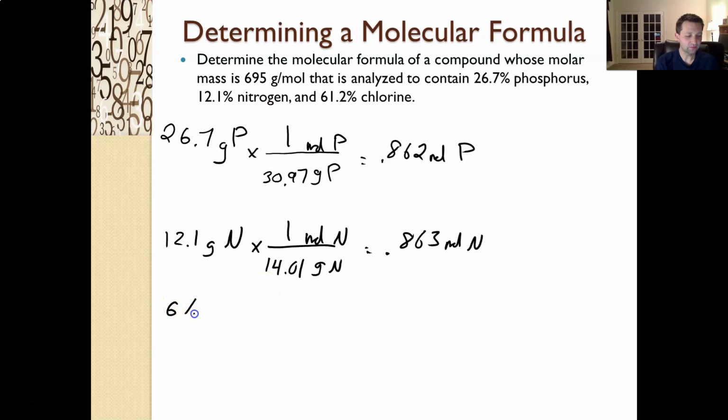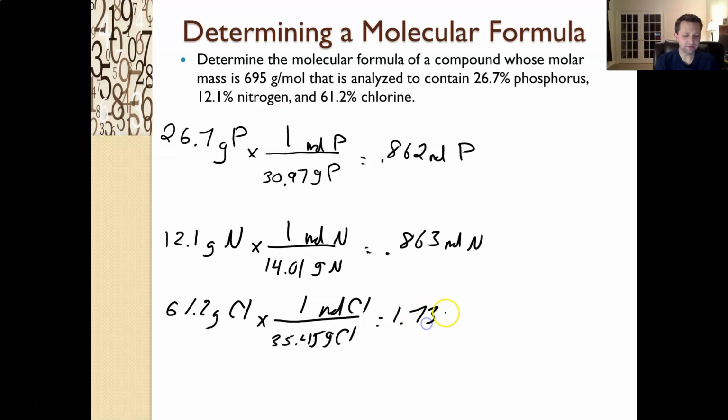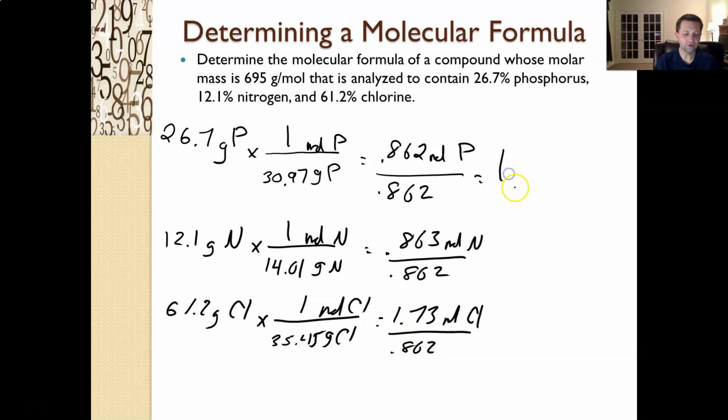Last one, I have 61.2 grams of chlorine. Cancel out grams of chlorine and go to moles. 1 mole of chlorine is 35.45 grams. Gives me 1.73 moles of Cl. Okay, to find my empirical formula, I divide through by the lowest number. Divide by 0.862 for all of these. Gives me 1 mole of phosphorus, 1 mole of nitrogen, and 2 moles of chlorine.